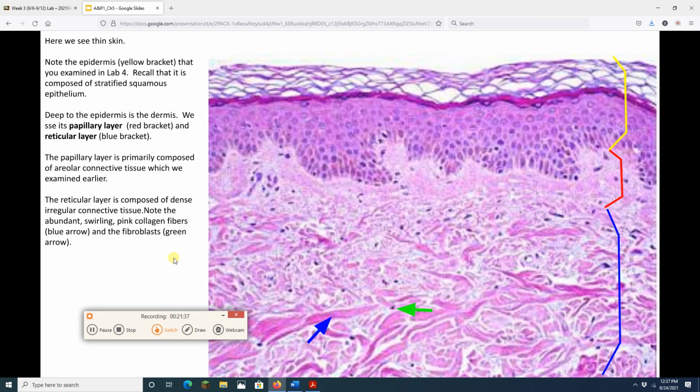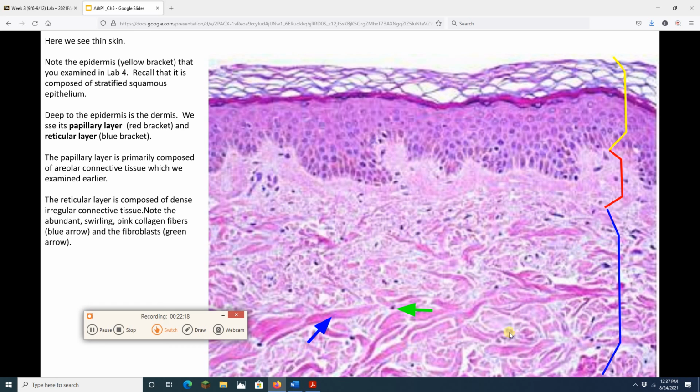And then real quick, I wanted to show you dense irregular and some other stuff as a part of skin. This is some thin skin here. I got some epidermis right there. Just for fun, what's this bottom layer right here? It's the stratum basale. What's this one right here? Stratum spinosum. This guy right here, stratum granulosum. And then last but not least in this thin skin, I got the stratum corneum.